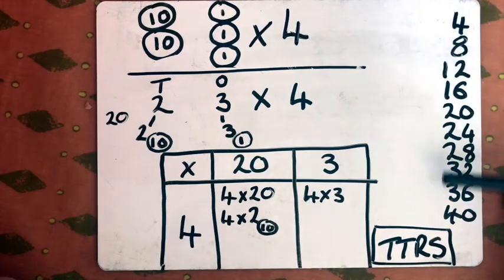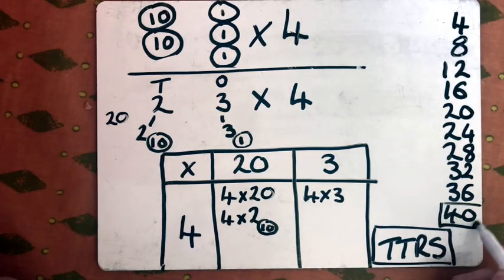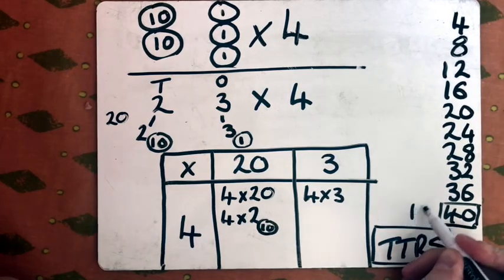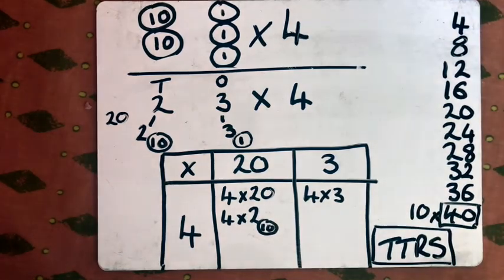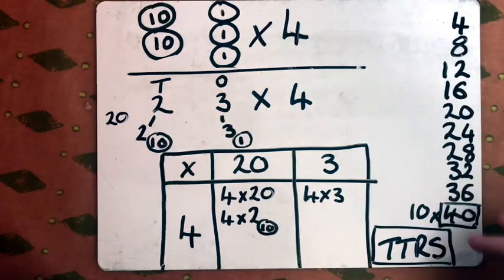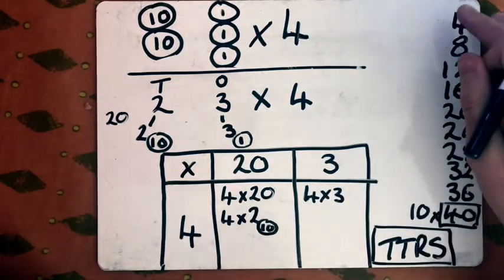Back to our times table ladder. We've stopped here at 40. We've done that again, just like we said yesterday, because it's 10 times. It's a good place to stop. It's a good way of checking our table ladder. I'm going to jump back to my grid and use this table ladder now.